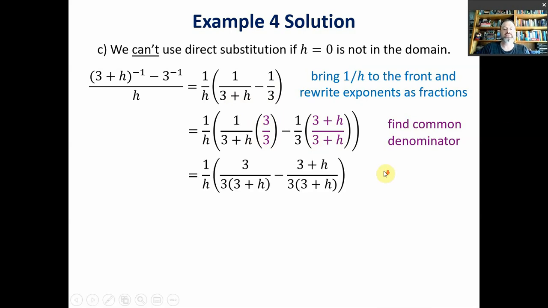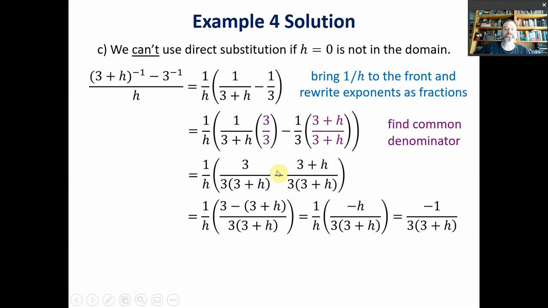And then I distribute, right? So 1 times 3 is 3. Minus 1 times 3 plus h is 3 plus h, and the denominator is 3 times 3 plus h. Now I'm ready to subtract, right? So the 1 over h is still out front, so now I have 3 minus 3 plus h in parentheses. Don't forget to distribute this negative, because if you don't distribute the negative, you're going to get the wrong answer, right? So just watch out for that.